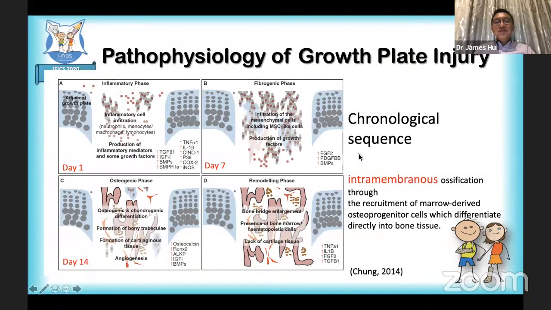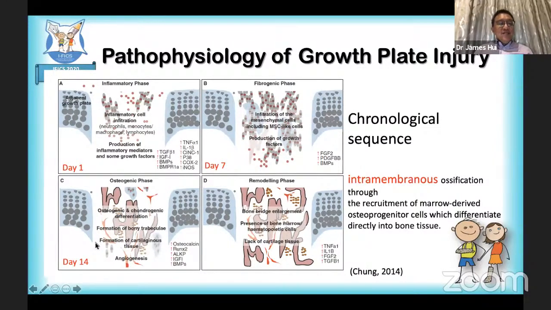First, this is a chronological sequence of what happens after a physeal injury. On day one, you get a lot of inflammatory cells infiltrating, and they have a lot of inflammatory mediators like TNF-alpha and interleukin. But left unchecked, you get the fibrogenic phase. About day seven, you can see infiltration of MSCs coming up. Unfortunately, these MSCs will just go into intramembranous ossification through recruitment, unlike endochondral ossification, where you would like to form a nice physis as TJ showed.